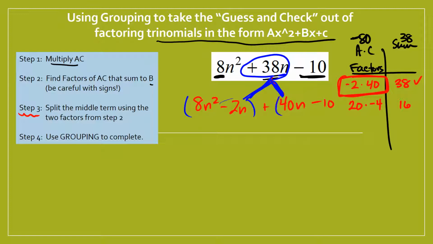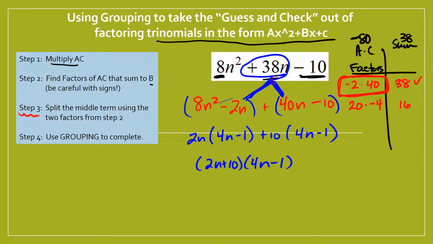So now we'll group our terms. We'll take a 2n out here, so that'll give us 4n minus 1. We can take out a 10 here, and that'll leave us with 4n minus 1. So we would have 4n minus 1 for one of our factors, and 2n plus 10 as the other. I wrote it in a different order this time. That wouldn't make any difference. So it could have also been 4n minus 1 and 2n plus 10. So it doesn't matter which order.